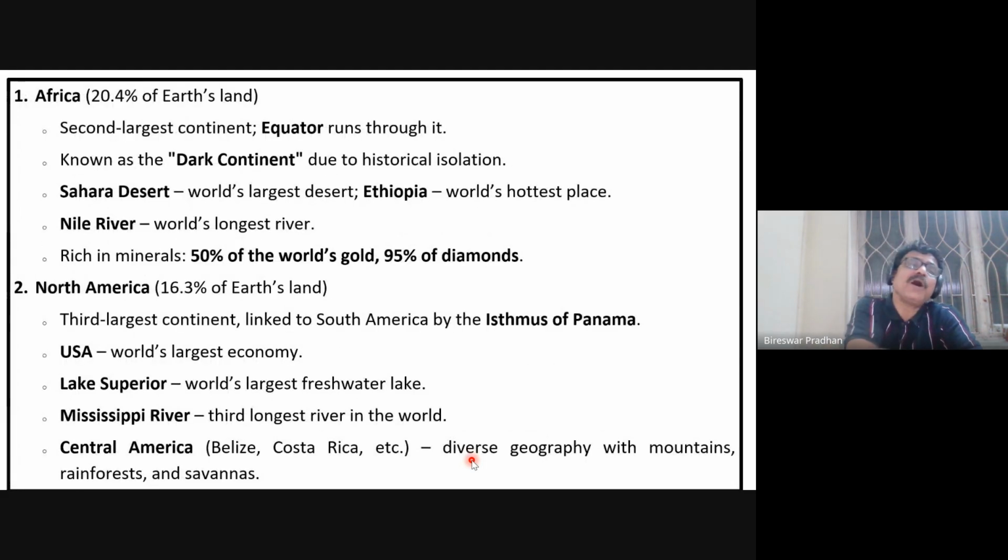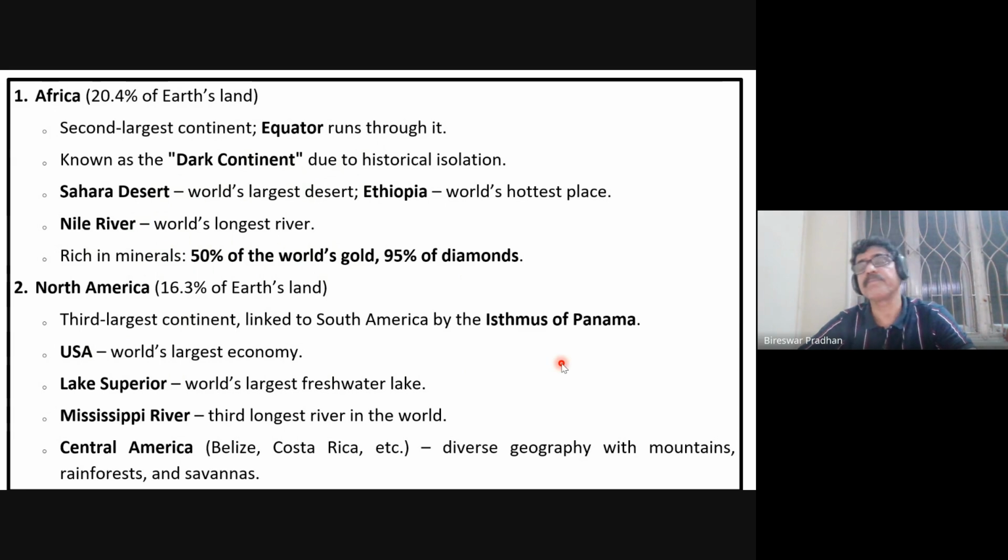Now, Africa: 20.4% of the Earth's land, the second largest continent. The equator runs through it, and it is known as the dark continent due to historical isolation. The Sahara is the world's largest desert, and Ethiopia has some of the world's hottest places. These, the largest desert and the hottest places, may be attractions. The Nile is the world's longest river, and Africa is rich in minerals: 50% of the world's gold and 90% of its diamonds.